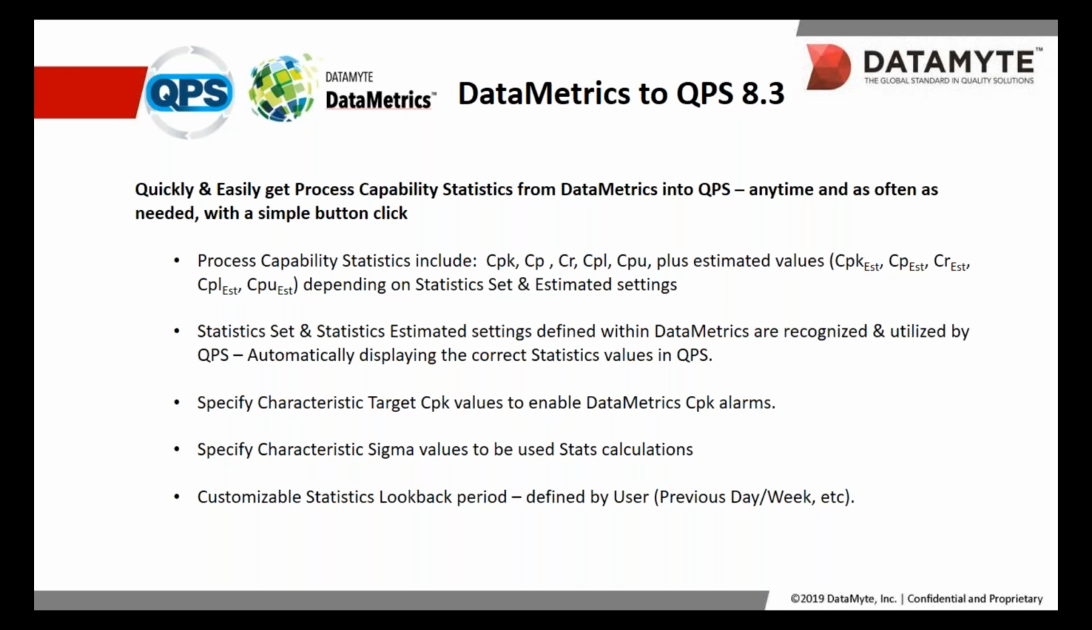And then another area that we are allowing for is this look back period, which allows you to control from Quality Planning Studio how far back you wish to look at your statistics. So you can pick previous day, previous week. That information can be defined by the user in the Quality Planning Studio. So a number of options there that we can use to basically pull that information from our DataMetrics analysis or reporting tool. Essentially, we're pulling that information back into Quality Planning Studio.